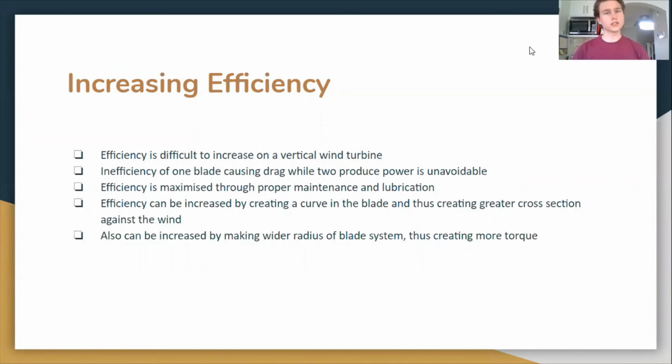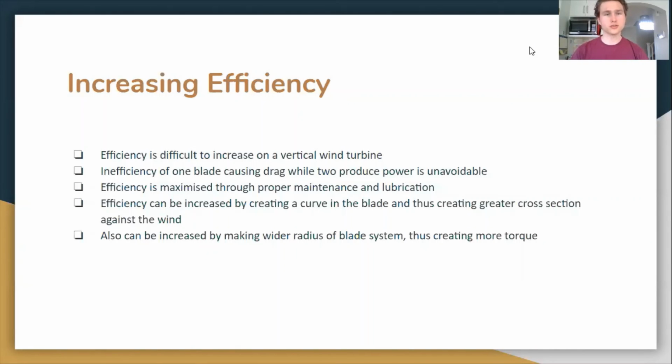Efficiency is hard to increase on a vertical wind turbine. This is largely due to one of our total of 3 blades always causing drag. That's the big advantage of a horizontal wind turbine over a vertical one, that all 3 blades will be producing power. In our case, the main source of inefficiency was this one blade causing drag. To maximize our efficiency, proper maintenance and lubrication is what's needed.